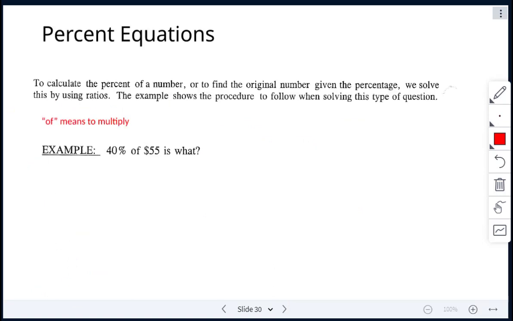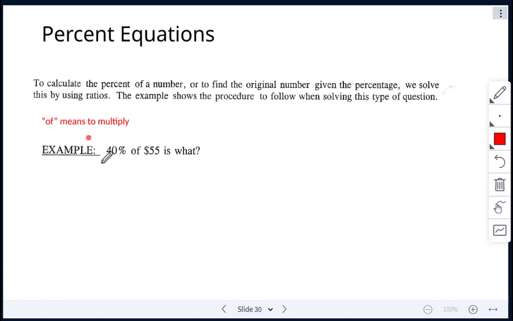Last part here, percent equations. So to calculate the percent of a number or to find the original number given the percentage, we're going to use ratios. Keep in mind in math, when you see the word "of" it means to multiply. So here, our first example, 40% of 55. We can set it up as a ratio.